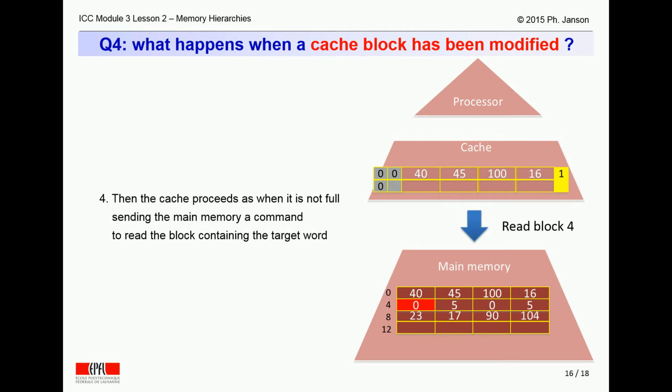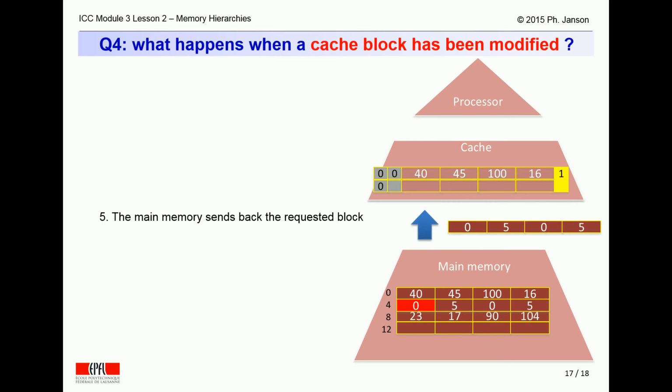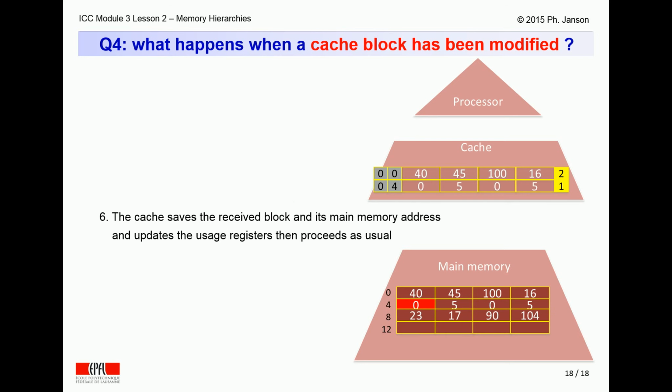Then the cache resets the write bit of that block to 0 and proceeds as usual, erasing the LRU block to make room for the new one. The main memory then provides the newly required block, and the cache saves it in its free block, updates the usage registers, and all is back to normal.